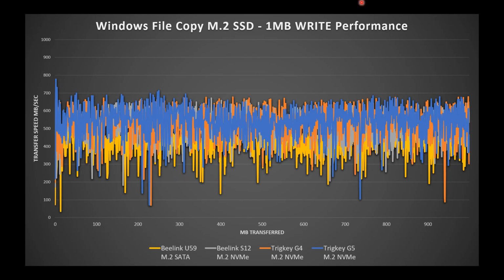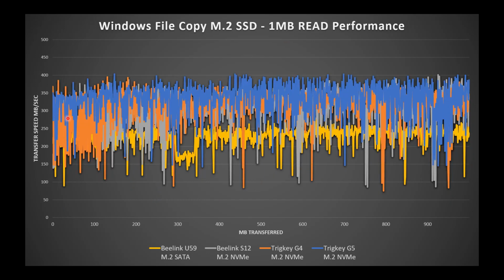So then I did the same thing with the 1 megabyte files, and the write performance here kind of looks like a mess, but I'll show the summary of this in a second. Then the 1 megabyte read performance here. You can see the Beelink U59 here kind of drops down midway through for some reason, but tends to jump back to about 250 megabytes per second.